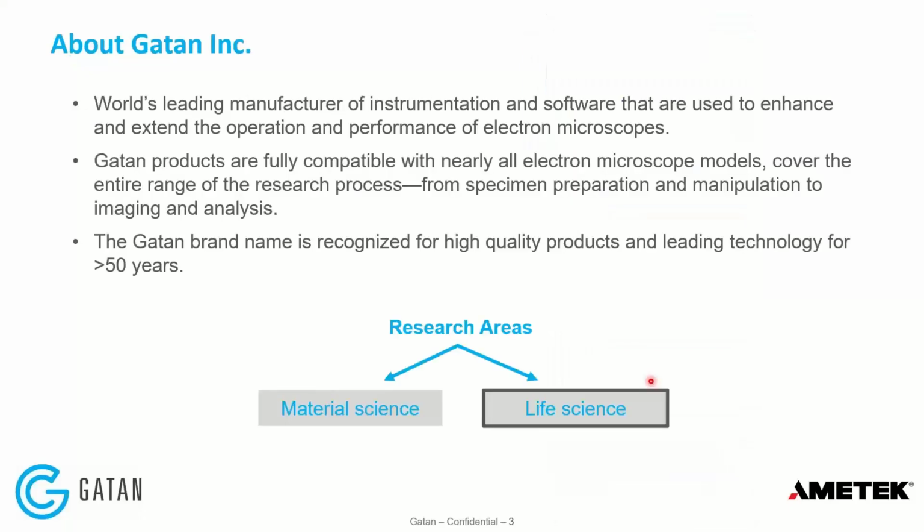So, starting with a few words about Gatan and what we really do. As you already know, Gatan is the world's leading manufacturer of instrumentation and software that is used to enhance and extend the operation of electron microscopes. Gatan products are fully compatible with nearly all the microscopes present in the world today. We cover an entire range of research processes, from specimen preparation to data collection to data analyses. The Gatan brand name has been recognized for developing and delivering high-quality products and leading technology for more than 50 years.